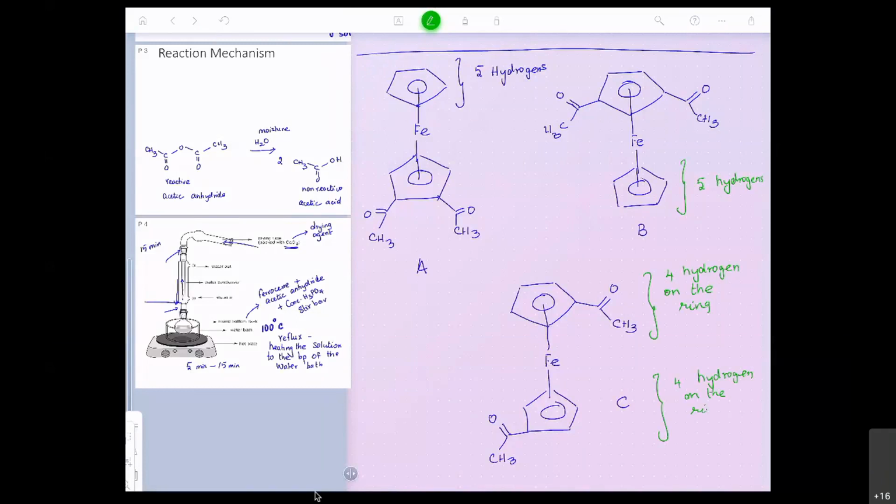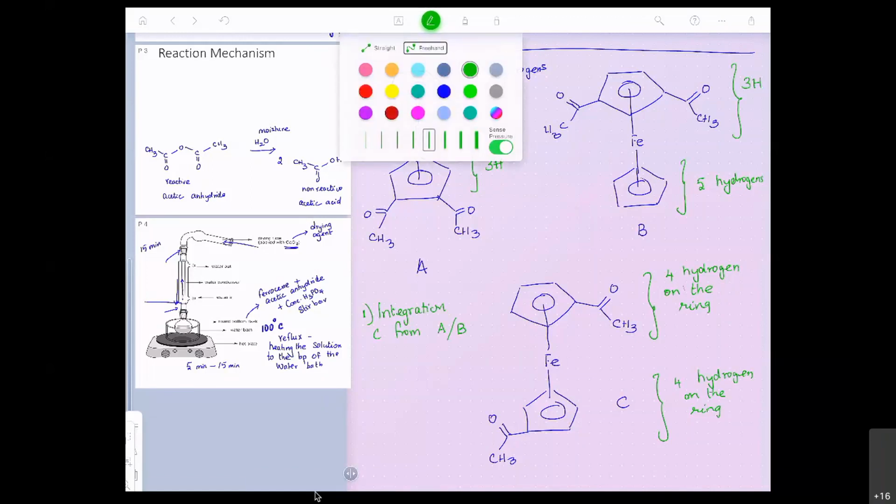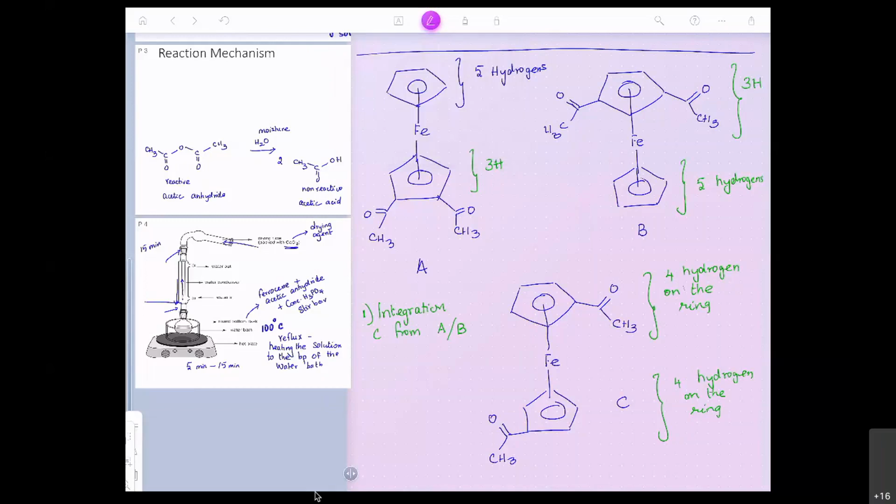These are aromatic, so I expect them to come between 6.5 and 8, but the integration would be for 5 hydrogens for the first structure, 5 hydrogens for the B, but then it'll be 4 and 4 for these. These will be 5 and 3, and this will also be 5 and 3 hydrogens. So the integration is going to be our first difference. Integration is going to distinguish C from both A and B. However, it does not distinguish A and B. So keep that in mind.